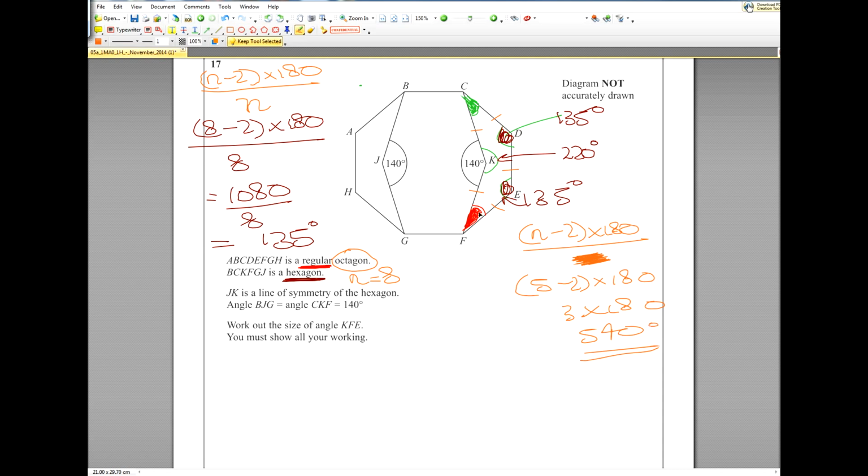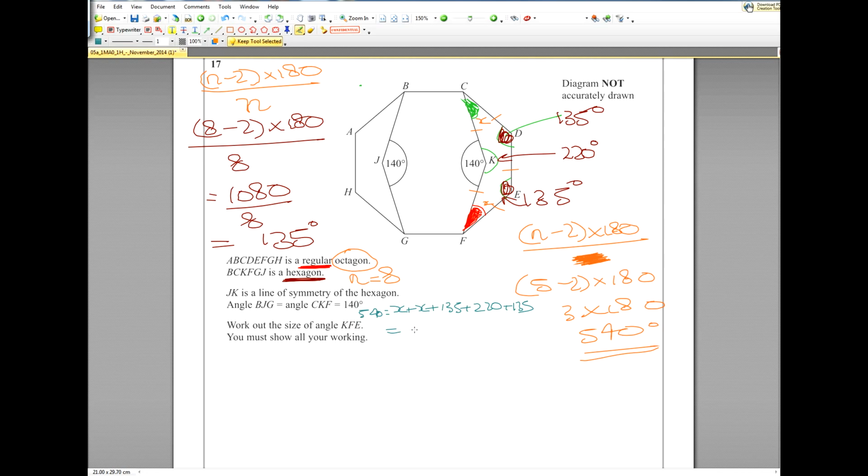Should we call this angle, for example, x? If this is x, this is also x as well. So let's have a look. We could say x, add 135, add 220, add 135 is equal to 540. Beautiful.